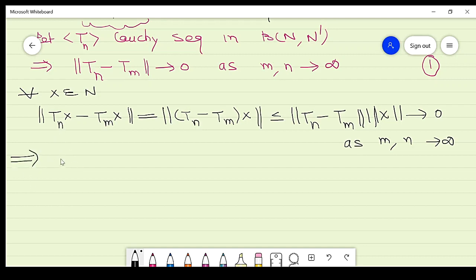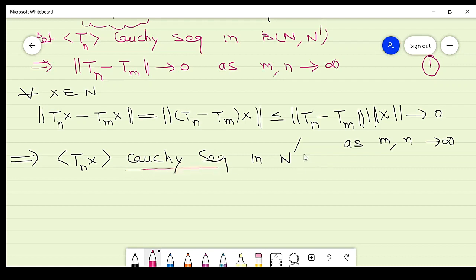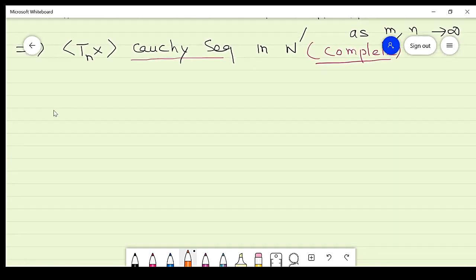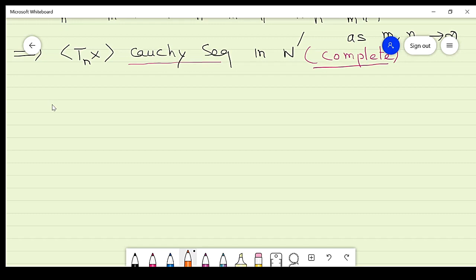It implies that Tnx, for every x belonging to N, is a Cauchy sequence in N', because this is a part of N'. So this is a Cauchy sequence in N'. What is N'? By the given part, it is complete. If it is complete, then every Cauchy sequence is convergent. Now, since N' is complete, this sequence Tnx is convergent in N'.